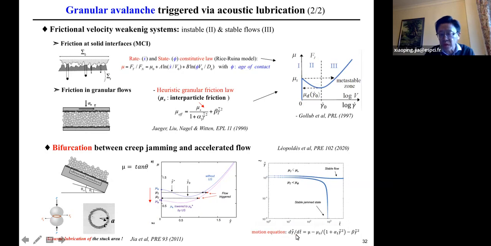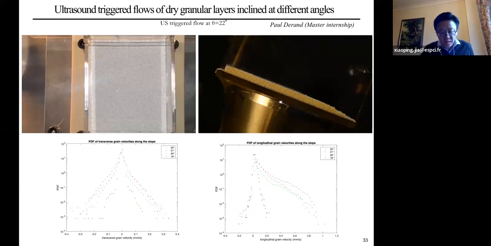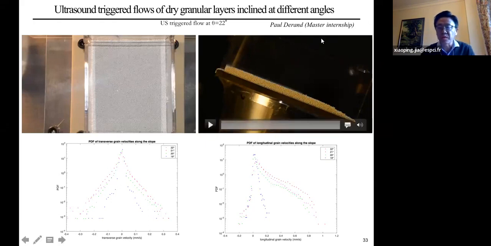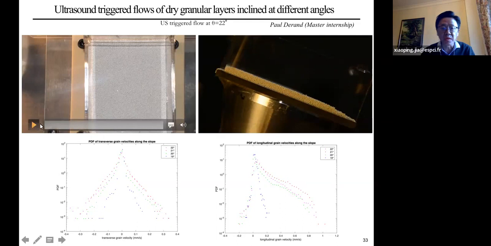From the motion equation with this flowing law, we observe that if the inclination angle is high enough, close to the failure, you will produce this stable flow. Otherwise, you have a kind of jammed creep flow, which would stop if you removed the vibration. Because of time, I will not show these results, from Paul Durand as a master student. We have done some experiments here.